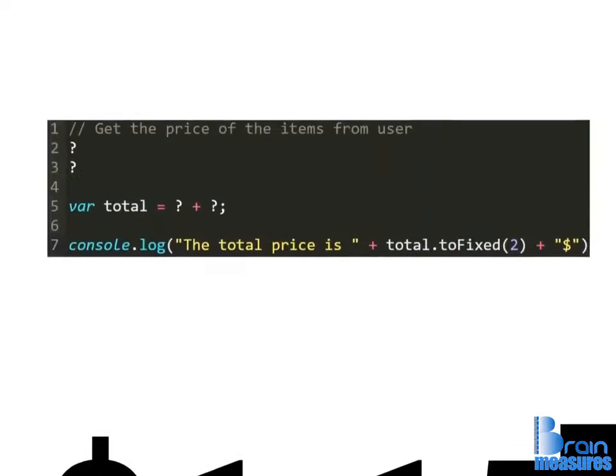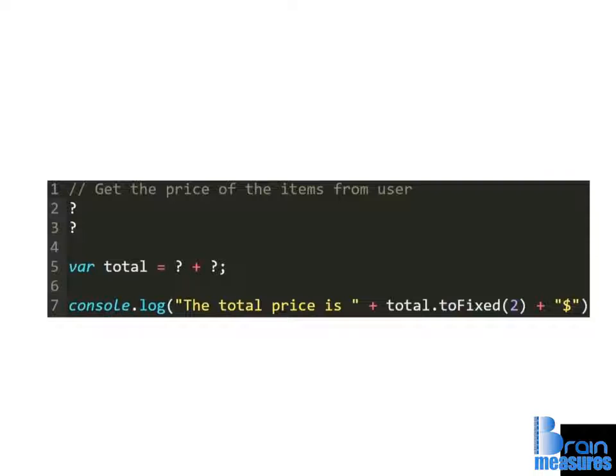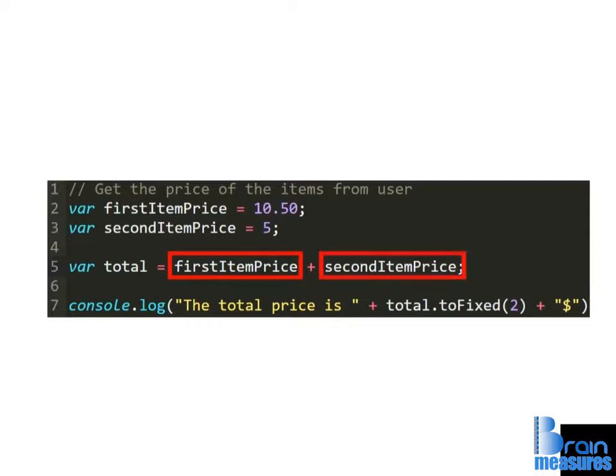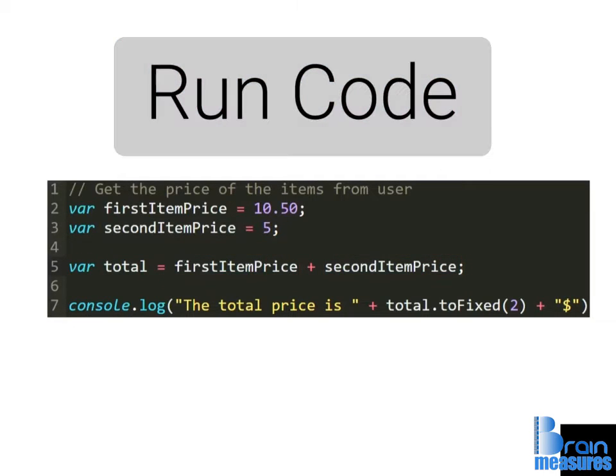Now, let's jump into the code editor. Begin by creating the variable first item price and assign it a number less than 100. Next, create the variable second item price and give it a value that is also less than 100. Finally, create the variable total to hold the sum of first item price and second item price. Once you're done, run your code to test the register.